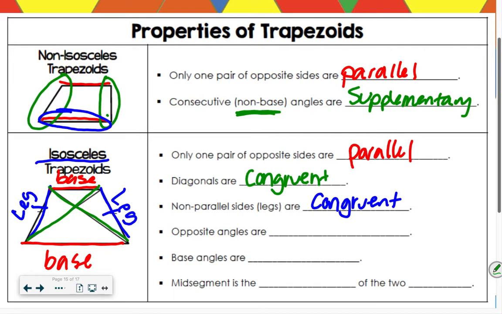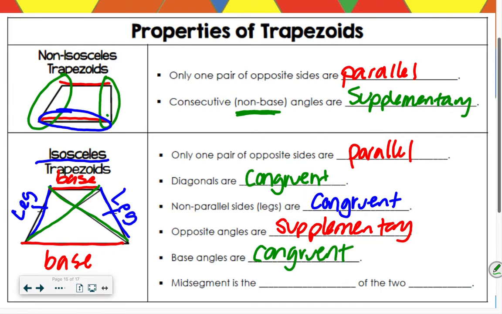Okay, that reminds us of what? Rectangles and squares. Yep. Both of those diagonals are congruent. Also a little bit different. Our opposite angles, instead of being congruent, they are supplementary. Think in every other shape they were congruent. Here our opposite angles are supplementary. And that's because our base angles are the same. They're congruent.